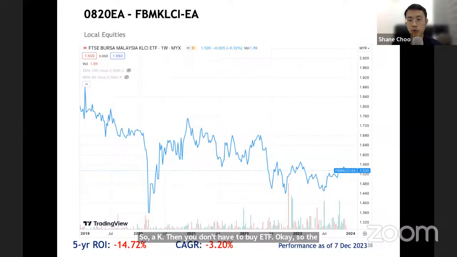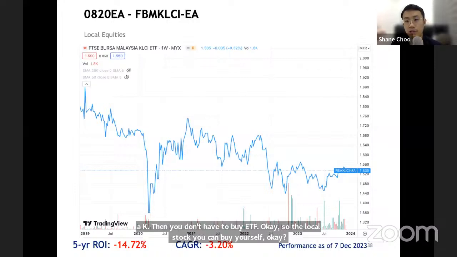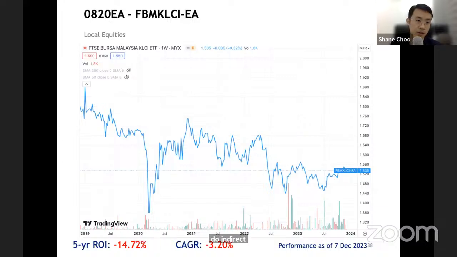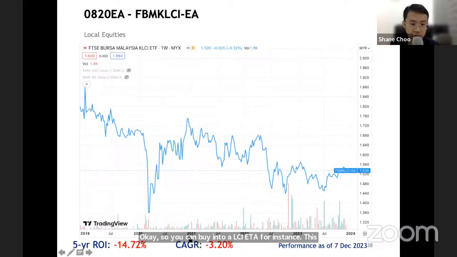But if you don't want to do direct investing, you want to do indirect investing, of course, then you can pass your money to a fund manager. So you can buy into a KLCI ETF, for instance. This is the performance over 5 years. It's down 14.72%. Compound annual growth rate is down 3.2% a year.